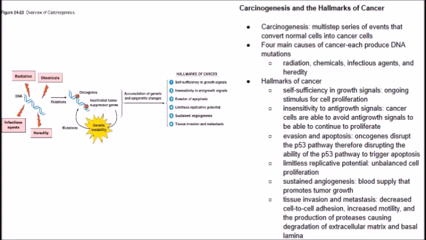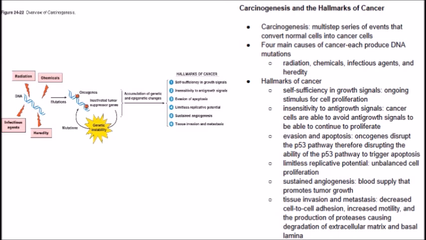Carcinogenesis is a series of events that takes normal cells and converts them into cancerous cells. There are 4 main types of causes of these cancers: radiation, chemicals, infectious agents, and heredity. These trigger mutations in the DNA that create oncogenes and inactivate tumor suppressor genes. These changes create genetic instability, and when genetic instability accrues and epigenetic changes occur, they develop into hallmarks of cancer.